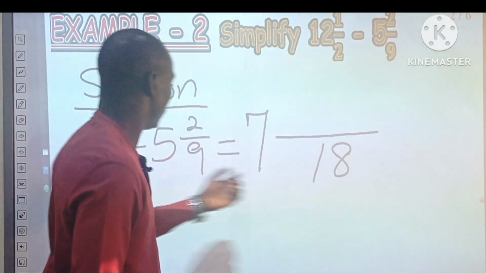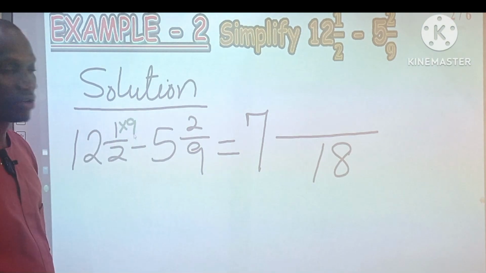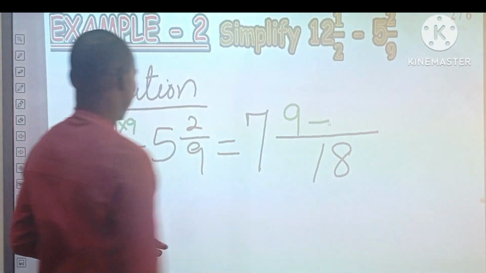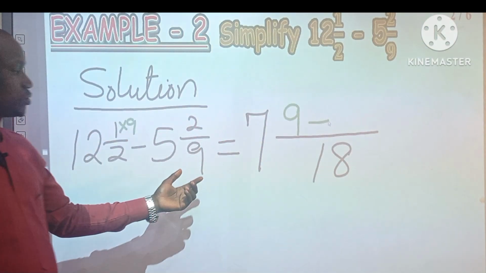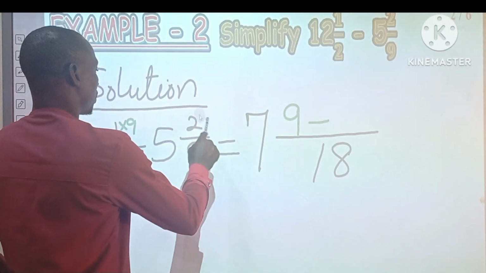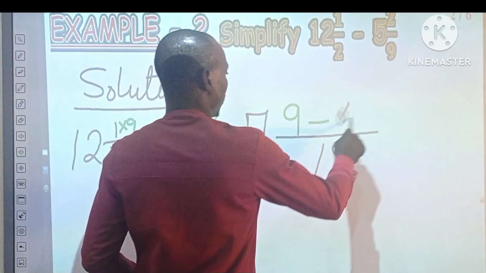Now we go ahead to the third step, which is dividing the LCM by the denominator. When I divide 18 by 2, I will get 9. I will use the 9 to multiply the numerator. 1 times 9 gives us what? 9 minus. Now we do the second step. 9 in 18 gives us 2. We use that same 2 to multiply the numerator, which gives us 2 times 2, which is equal to what? 4.